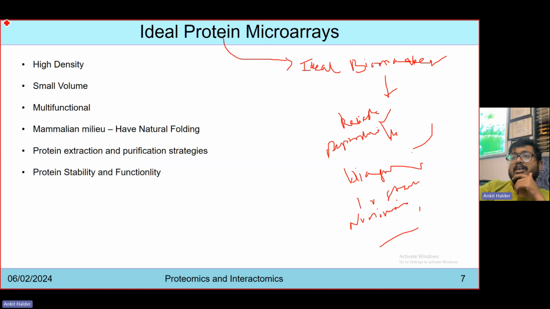It should have a high density. High density arrays are spotted closely and in a greater amount. So it should have high density, a small volume, and then be multifunctional. So an ideal protein microarray should have these particular functions or qualities.